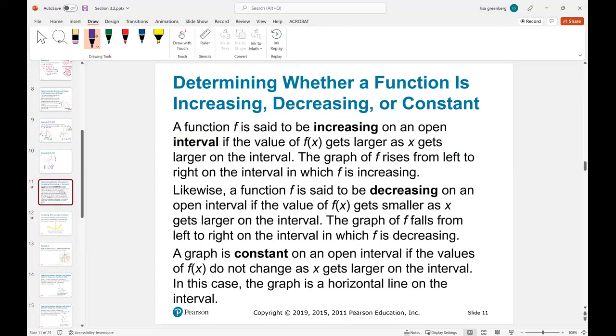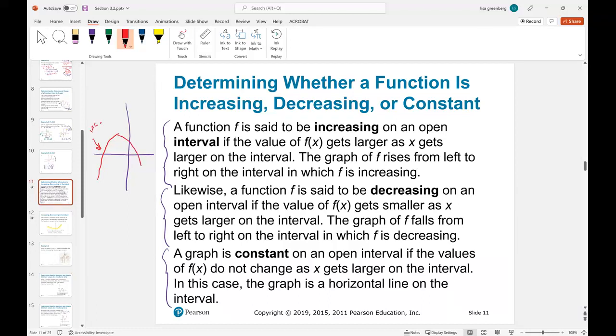Okay, so there's a lot of writing here. And I'm going to try to not read it all to you. I'm just going to tell you. So we have three pieces. We have increasing, we have decreasing, and we have constant. And basically, when you look at a graph, if it's rising anywhere, this is increasing.